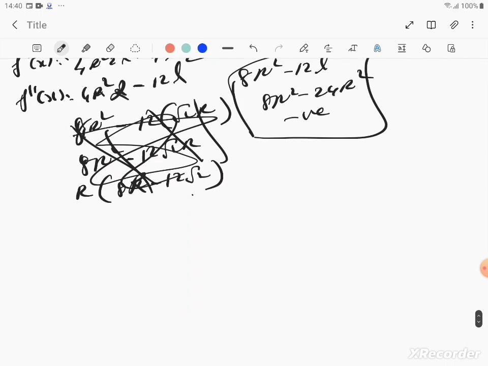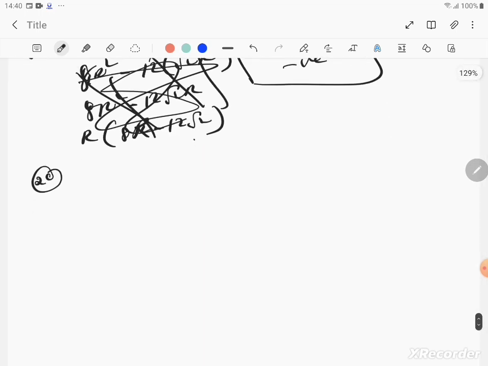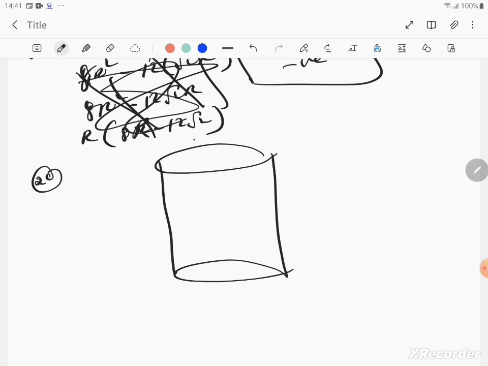Is that the 20th question? Show that the right circular cylinder of given surface area, where surface area has been given. What is the surface area? It's 2 pi rl plus 2 pi r square, the total surface area. When they mention only surface area, it means total surface area, and that has been given, such that height is equal to the diameter.